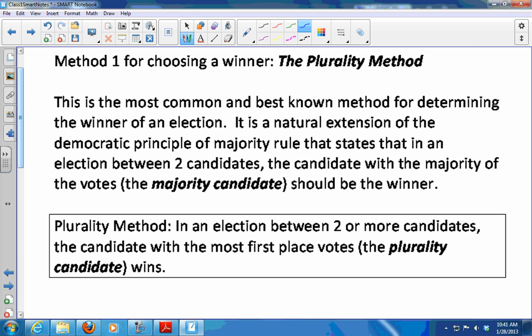Okay. So the plurality method says that in an election between 2 or more candidates, the candidate with the most first place votes wins. You just have to have the most, not necessarily a majority. Okay, but the most first place votes. So in the plurality method, you just have to have the most votes, the most first place votes. Okay. To get a majority, you have to have more than half. Okay, but you do not need a majority to win the plurality method.